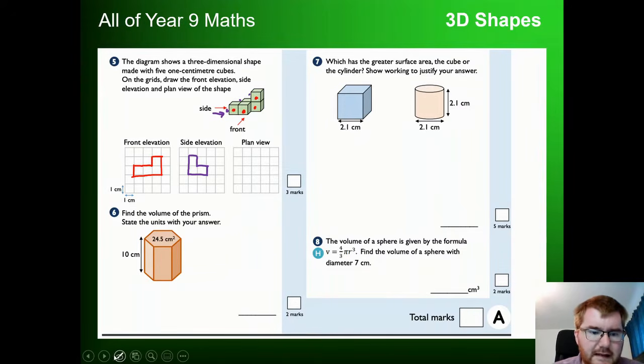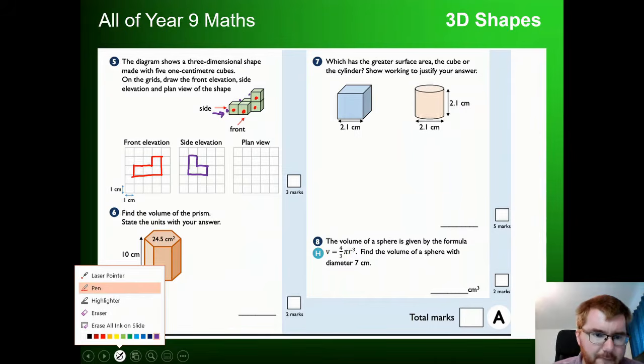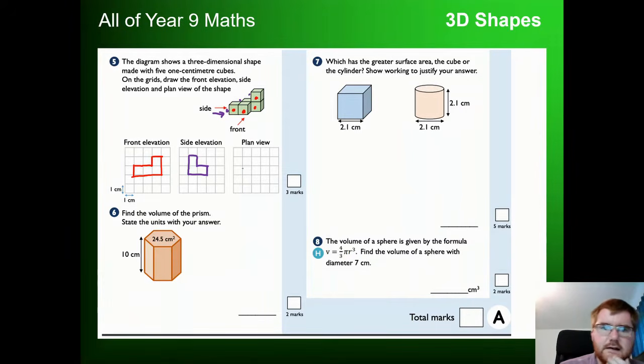And now we need to do the plan view, so looking from above, and let's do this in green. So what do we see above? Well, we see this one, this one, this one, and this one. So we need to draw in a shape. Again, you can have rotations of this and you're absolutely fine as well. Making sure I've got the 2 there, 1 there, and there we are. So that one, that one, that one, that one, and that matches up with what we have here.